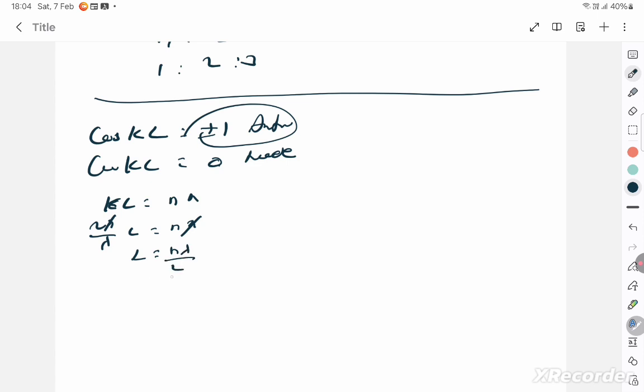And so when you put n is equal to 1, you get L is equal to lambda by 2. N is equal to 2, you get L is equal to lambda. Isn't this the same case that we studied for antinodes here?